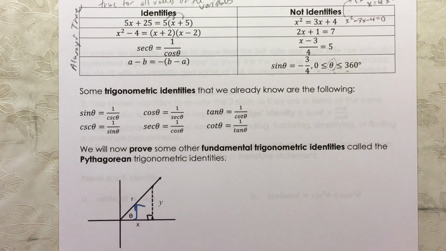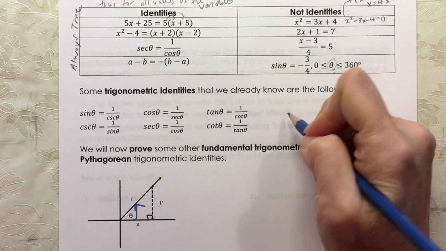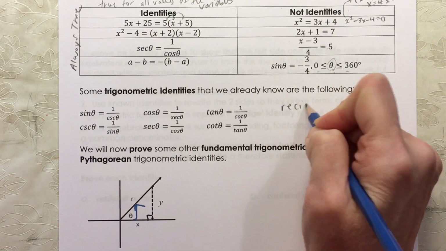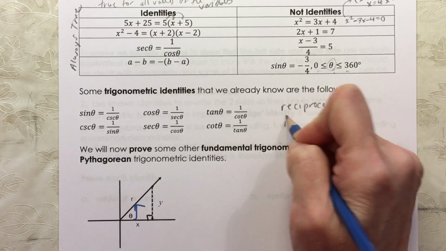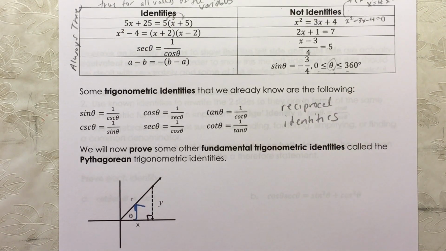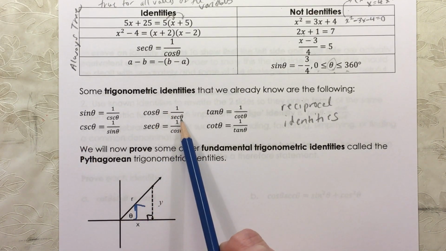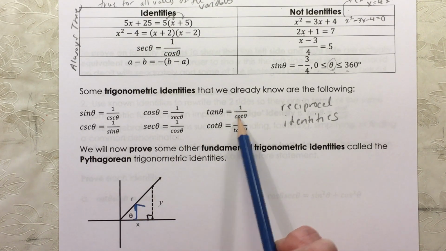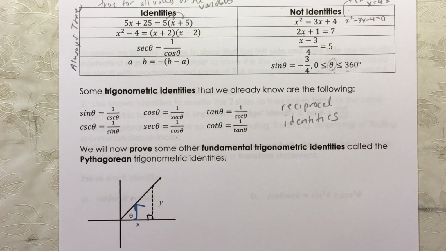So some trig identities that we should already know, some things that we should know are always true, are called the reciprocal identities. So these 6 here are called the reciprocal identities. We should always know that sine can be written as 1 over cosecant, or cosecant can be written as 1 over sine. Cos could be written as 1 over secant, or secant can be written as 1 over cos. Tan can be written as 1 over cotan, and cotan can be written as 1 over tan.